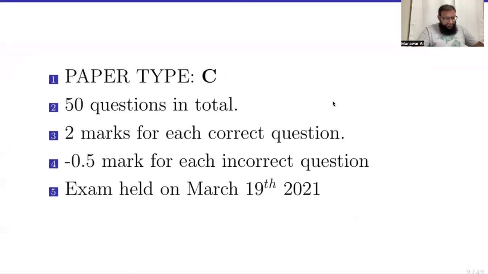I have chosen paper type C, and there were 50 questions in total, but obviously I'm going to discuss 40 questions, the questions which are only related to mathematics. 2 marks for each correct question and negative 0.5 mark for each incorrect question. And the exam was held on March 19th, 2021. So without wasting time, let's begin.